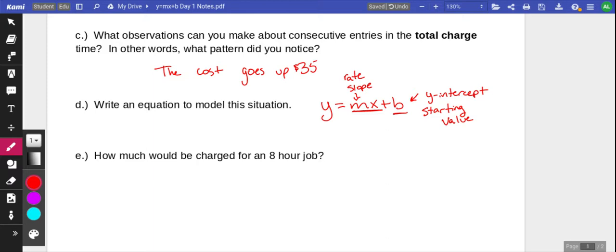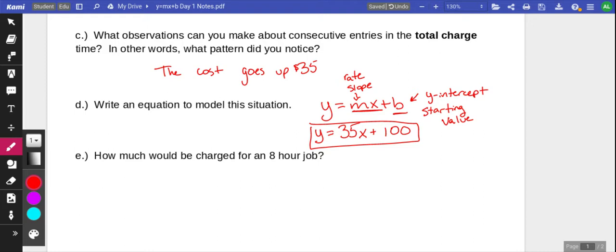So when we think about it in the context of this problem, we're thinking y is equal to, okay, we always keep the y and the x as part of the equation. So y is equal to my rate, 35 times x, plus my starting value, 100. Okay, so that's my equation that I would use. So always try and think of it in terms of that y equals mx plus b.